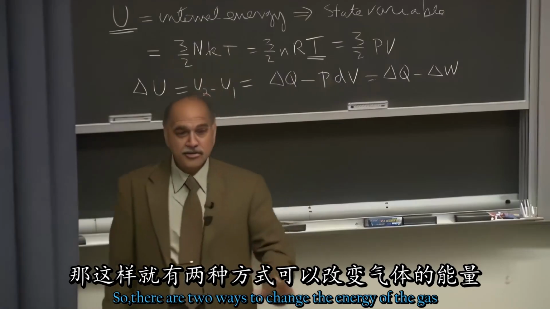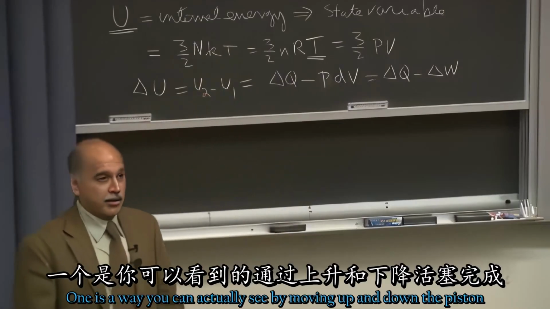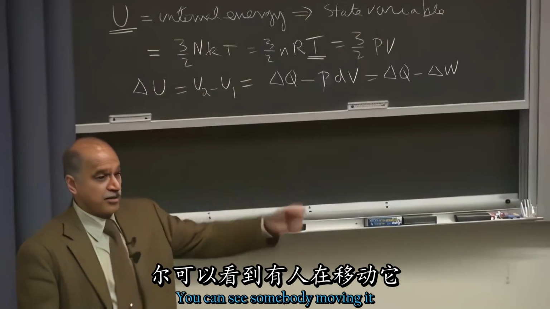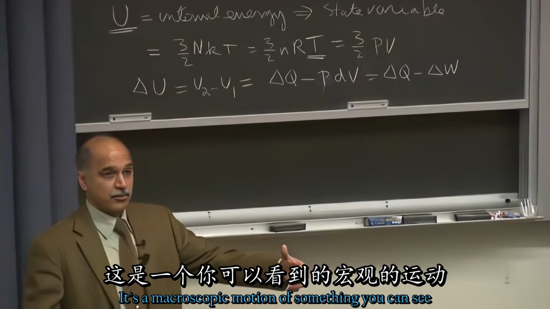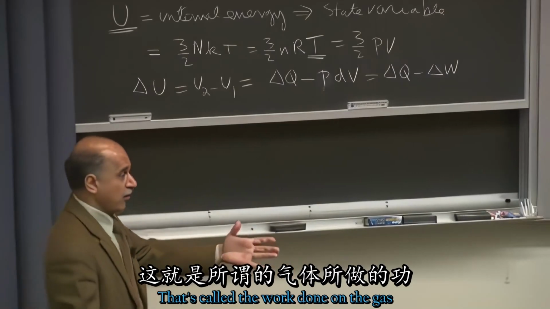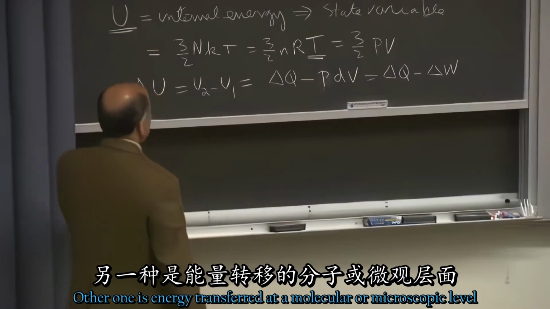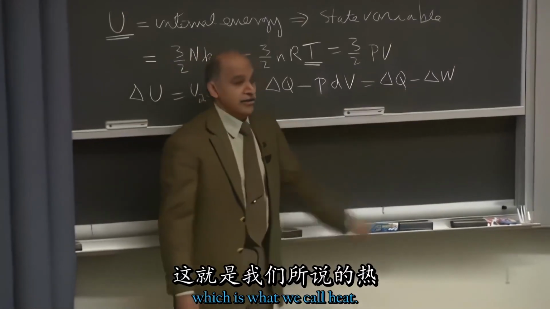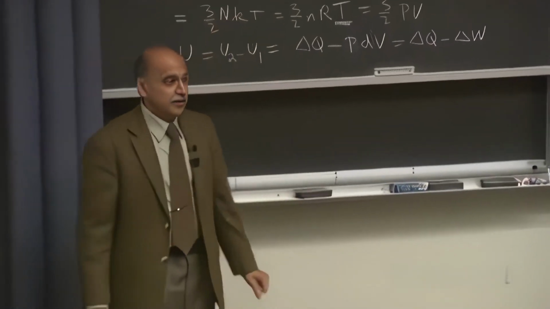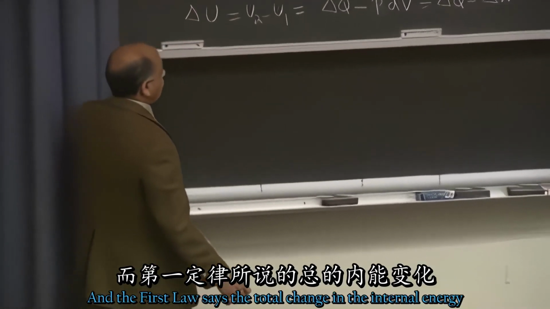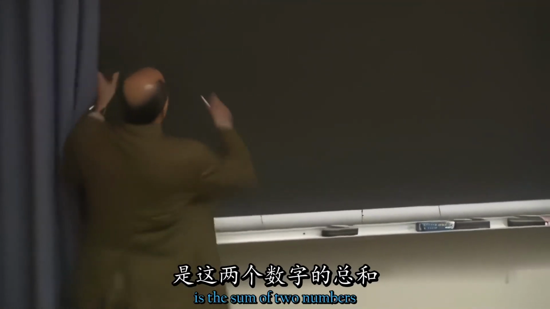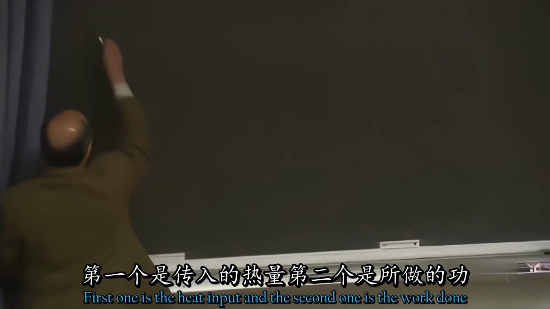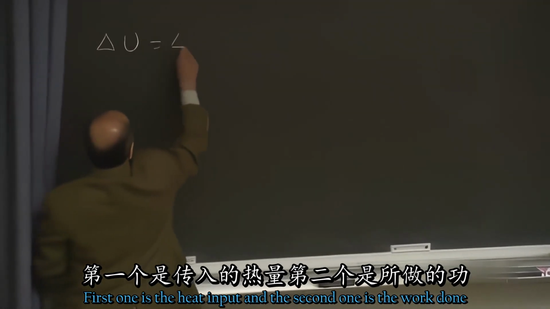So there are two ways to change the energy of the gas. One is a way you can actually see by moving up and down the piston. You can see somebody moving it. It's a macroscopic motion of something you can see. That's called the work done on the gas. The other one is energy transfer at a molecular or microscopic level, which is what we call heat. And the first law says the total change in the internal energy is a sum of two numbers. The first one is the heat input, and the second one is the work done.